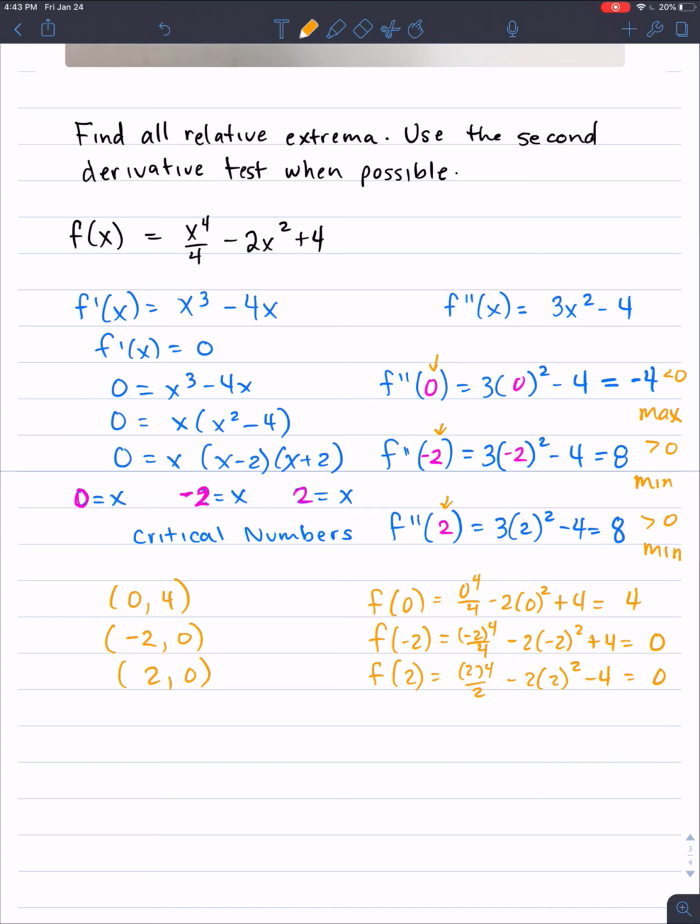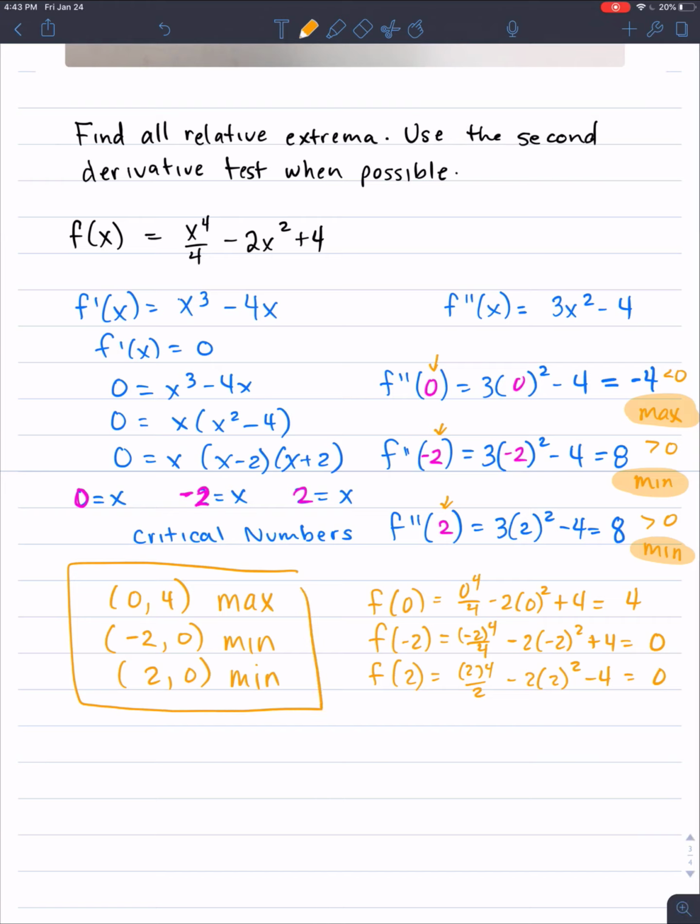So this 0, 4 was a max, negative 2 was a min, and positive 2 was a min, so we'll come back over here. 0, 4 is our max value. That's a maximum. This one ends up being a minimum, and this one's a minimum.